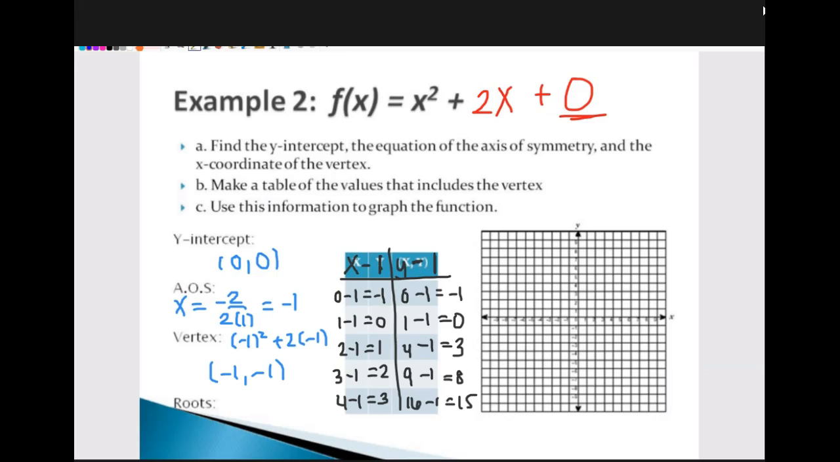Then we get our values and plot our points. So we have -1, -1, 0, 0, 1, 3, 4, 8. And then our symmetric points give -2, 0, -3, 3, -4, 8. And once again, looking for our roots, we get -2 and 0.